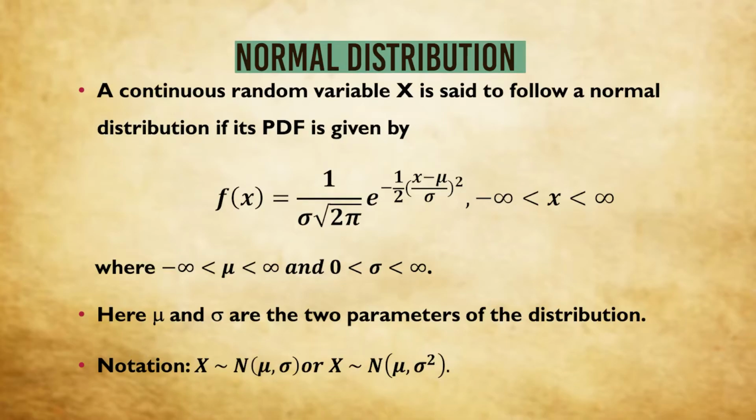Now, whenever we say that x follows a normal distribution, we won't say it in words always, we fix a notation. So the notation is x follows normal(mu, sigma) or x follows normal(mu, sigma square). We can use either of the two notations. In the references given, you can find various books, and various books will give you various notations. So let us be familiar with both the notations.